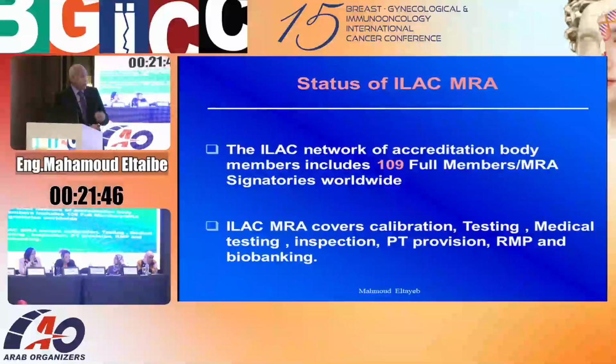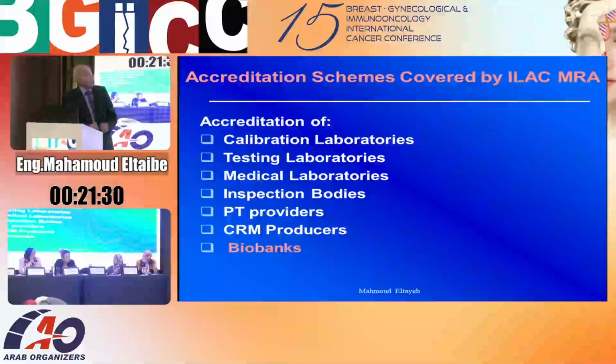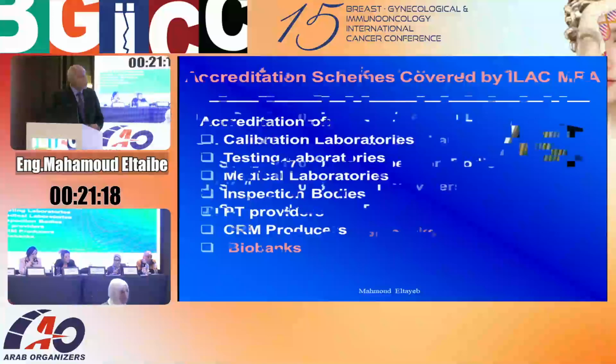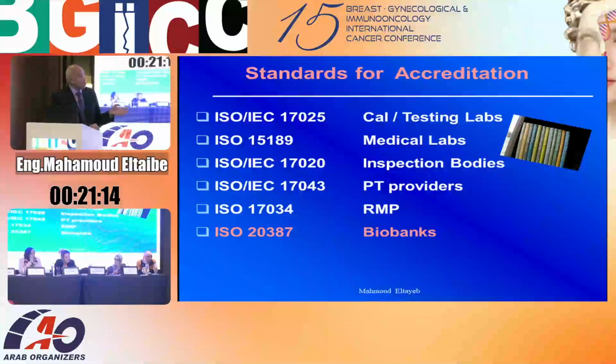Actually, the MRA of ILAC includes calibration, testing, medical testing, inspection, proficiency testing provision, and reference material production. And finally, biobank is added to those conformity assessment bodies. This is the accreditation for calibration, testing, medical, inspection bodies, proficiency testing providers, certified reference material producers, and biobanks is added to them. Those are the standards used, or the criteria for their evaluation. 17025 is used for calibration and testing labs, 15189 for medical labs. We have 17020 for inspection, 17043 for proficiency testing providers, 17034 for reference material producers, and 2387 for the biobanks.